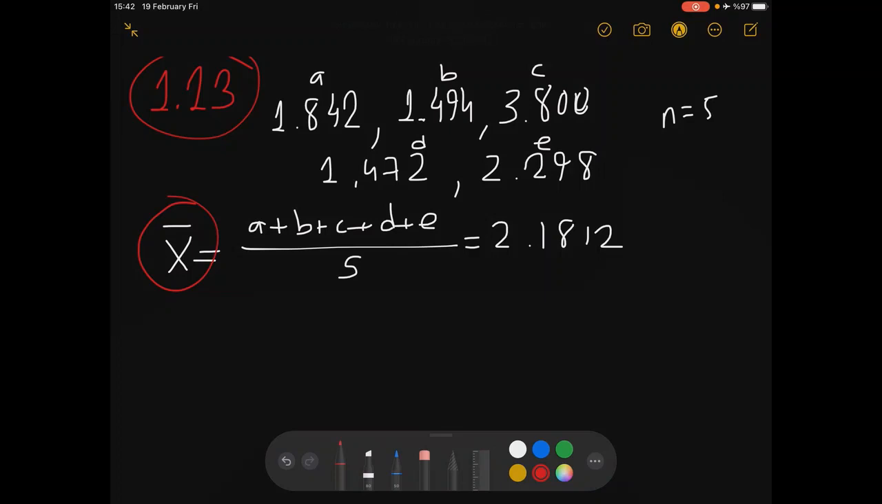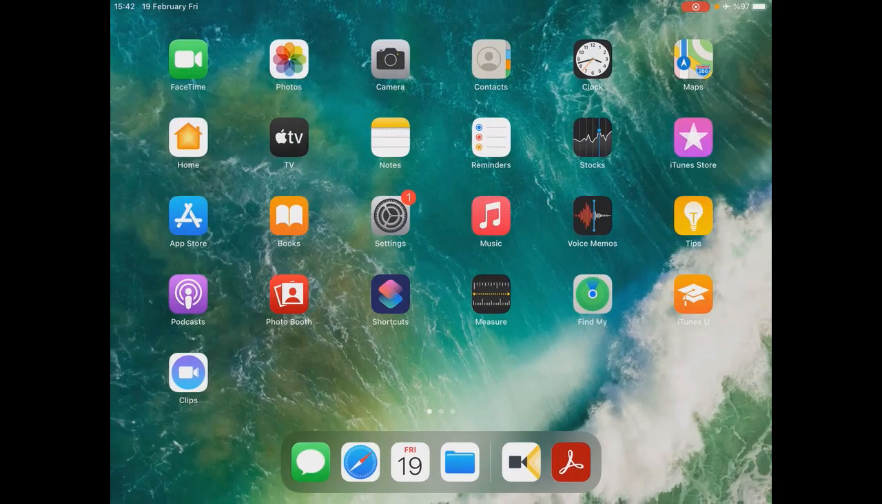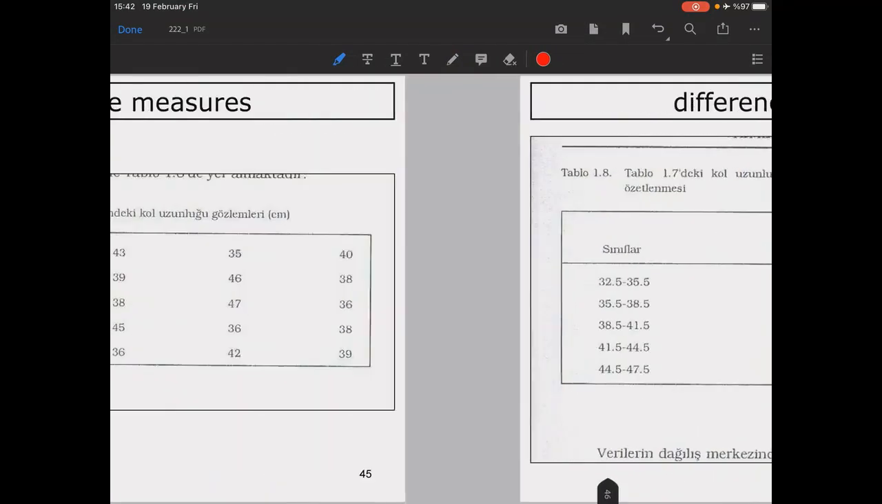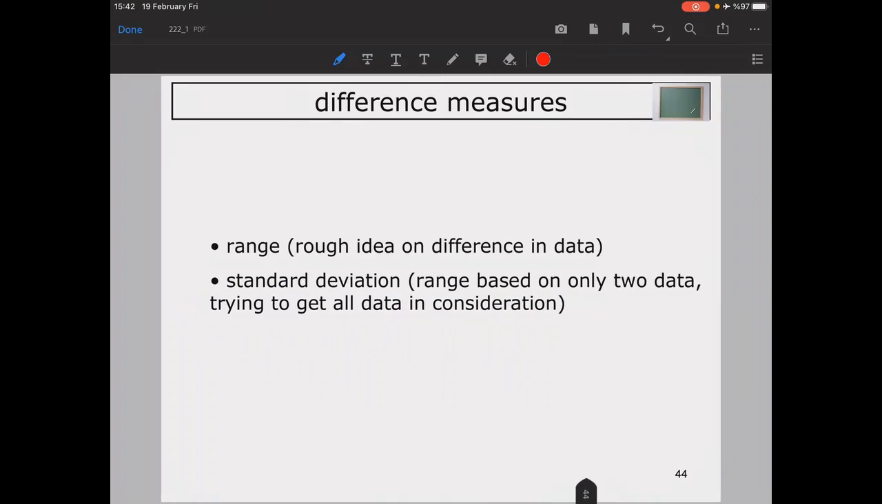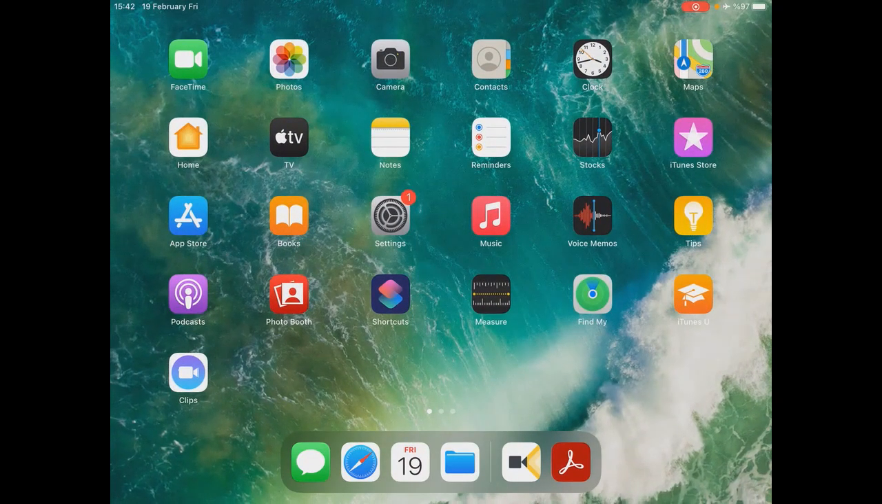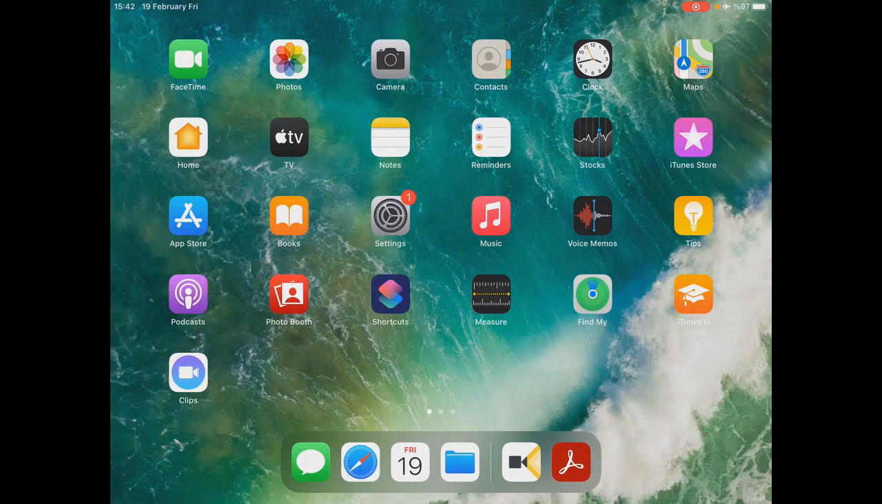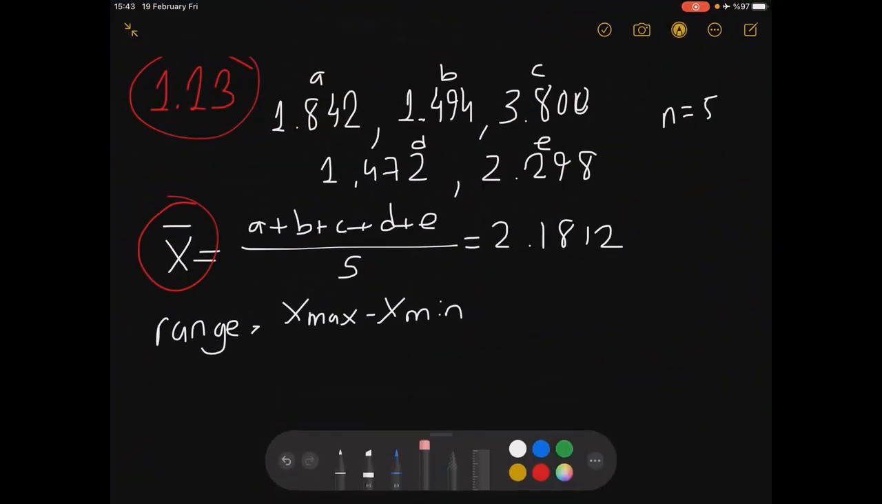And it asks us to calculate the range here. Range, what was range? You remember? x max, your maximum data, minus x min. This would be the range of your data, right? If you remember, it gives us a rough idea on the difference of data here. It's not bad, but of course it could be better. Variance and standard deviation are much better for this purpose.